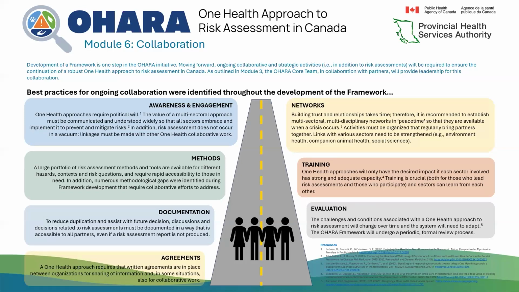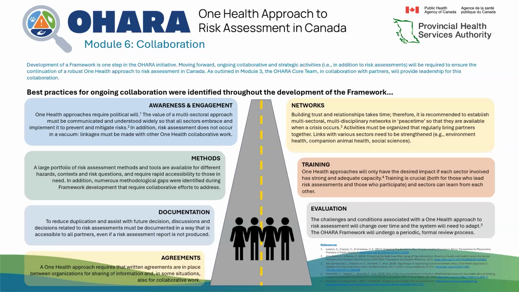Another important piece is to have networks. So building trust and relationships takes time. Therefore, it's recommended to establish multi-sectoral and multidisciplinary networks in peacetime so that you have these networks there when a crisis happens. And so this requires activities to be organized regularly to bring partners together.